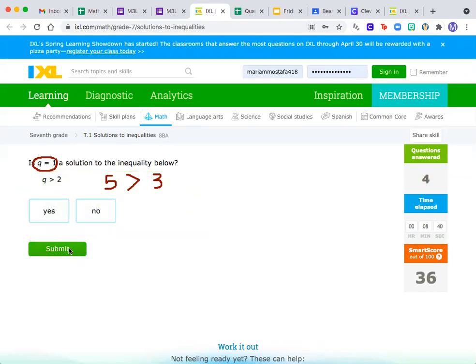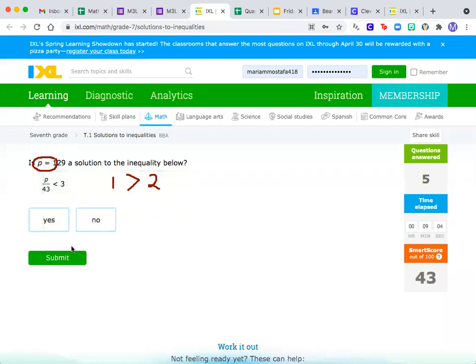Okay, now this last one, it says q equals 1. So again, just for practice, this is saying q is greater than 2, and it's telling me that q needs to be 1. So is 1 greater than 2? No, it's not. 1 is not greater than 2, so we put no and we submit.